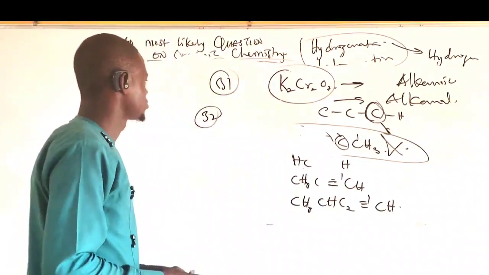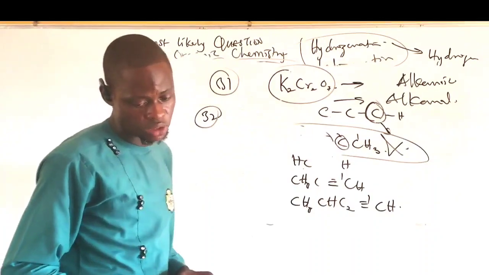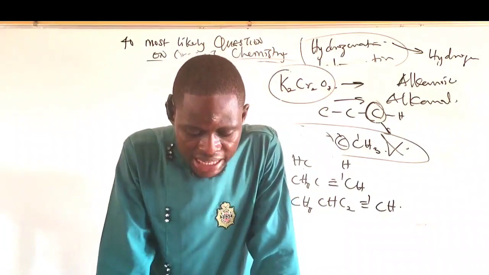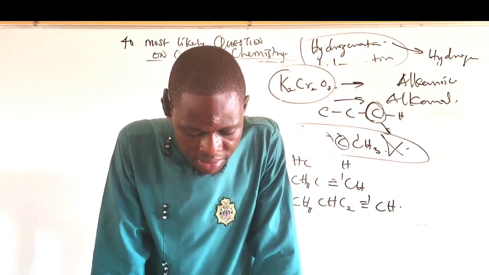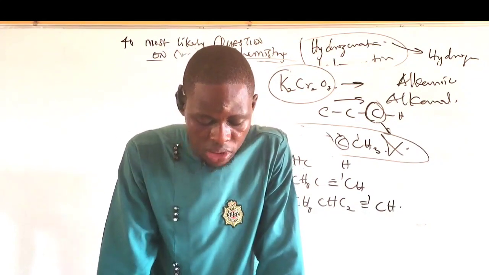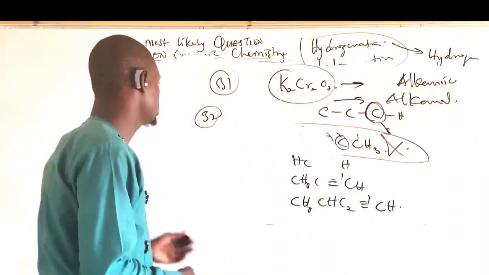That is question 33. Our answer to that should be A, ethane, B, ethanal, C, ethanoic acid, and then D, ethene. Our answer should be what? Ethanoic acid.